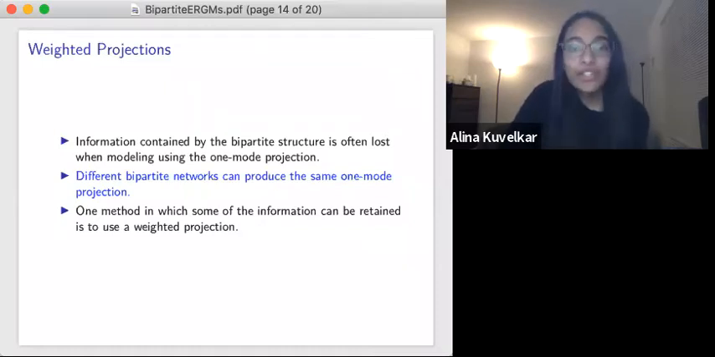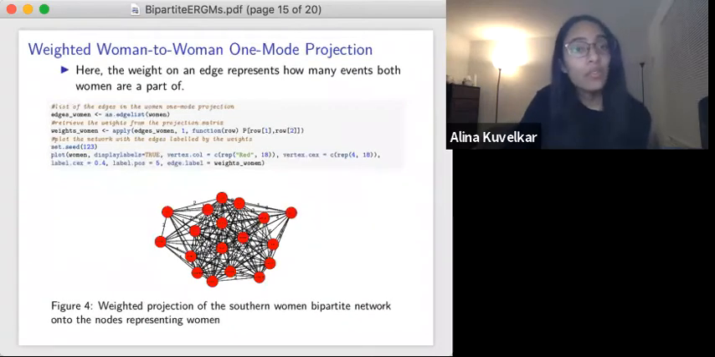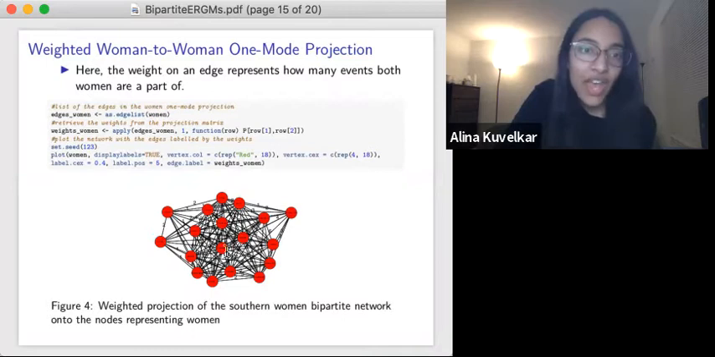In order to ameliorate this loss of information, one method we can use is a weighted one-mode projection. An example of a weight that can be used is the specific number of 2 paths that exist between the 2 nodes in the original bipartite network. Considering it specifically in the context of the Southern Women data set, if we're looking at a weighted woman-to-woman one-mode projection, again, we have a network consisting of 18 nodes for each woman, but now each edge is weighted by the number of events that the two women have both attended.